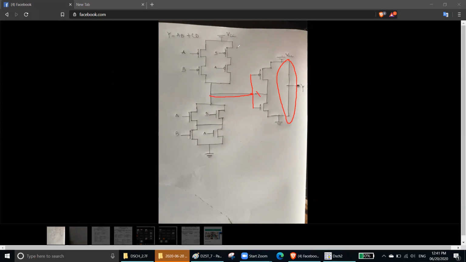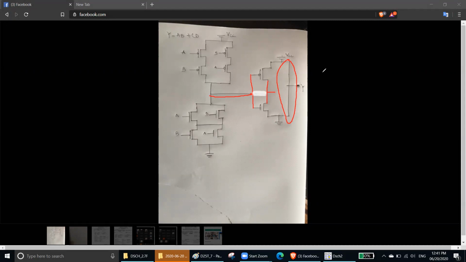Okay, let's redraw it with white color. There will be nothing like that. And your output should come from here. Okay, Abbas? Okay, sir. Yes. Your output should come from here.